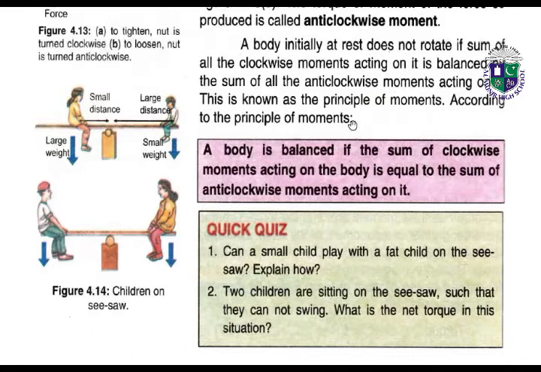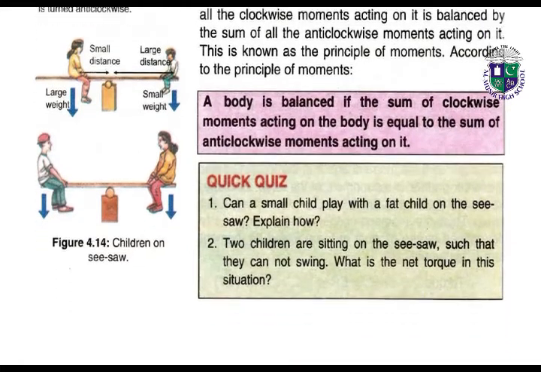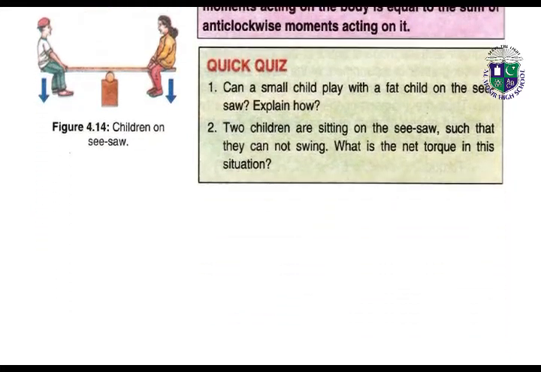According to the principle of moments, a body is balanced if the sum of clockwise moments acting on the body is equal to the sum of anti-clockwise moments acting on it. Examples are in figure number 4.14. Children on a seesaw is the best example of clockwise and anti-clockwise moments.